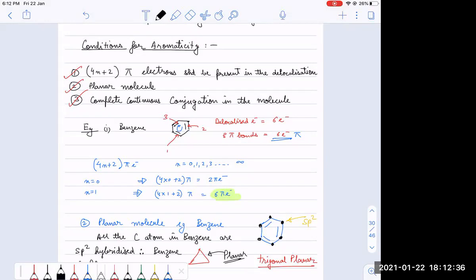Just write the third condition as well, and then we will be seeing some more insights into aromaticity, and then we'll also solve some questions and see some examples before it. Just write down the third condition: complete continuous conjugation in the molecule. That's it. Complete continuous conjugation.